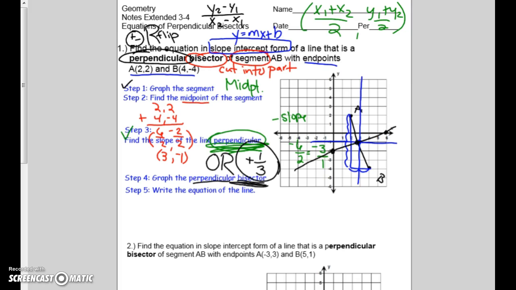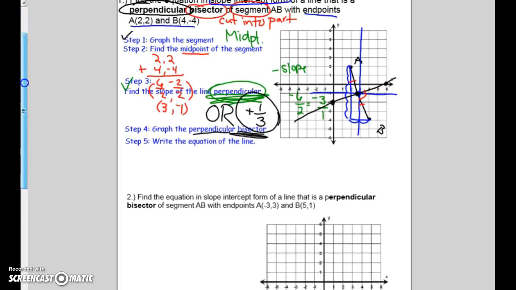Are we okay? So now I know that this line right here not only cuts this segment into 2 equal parts, but that this is 90 degrees. It is a perpendicular, and it cut that segment into 2 equal parts. Okay, now I need to write the equation.